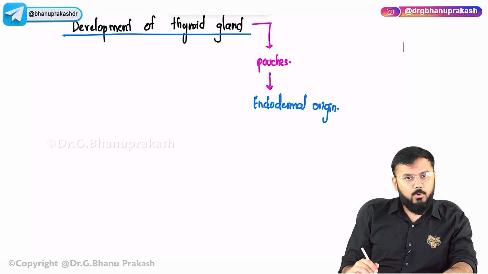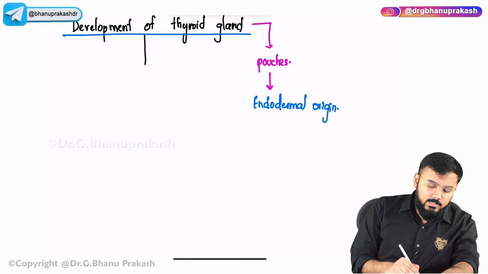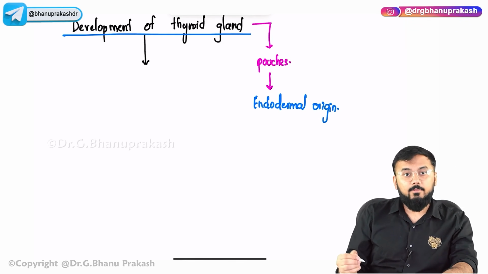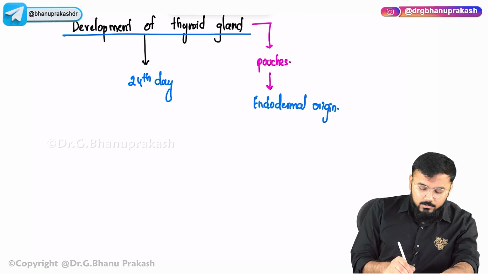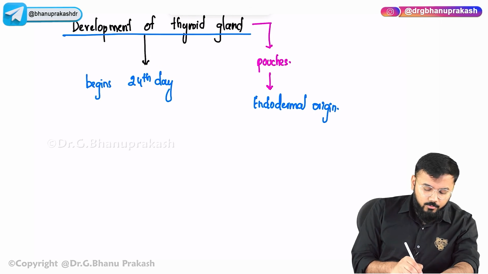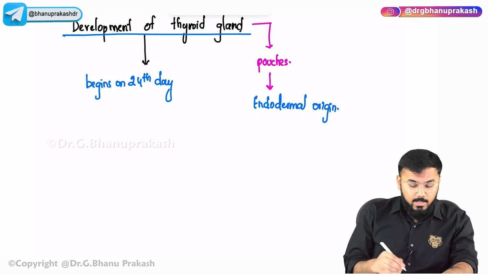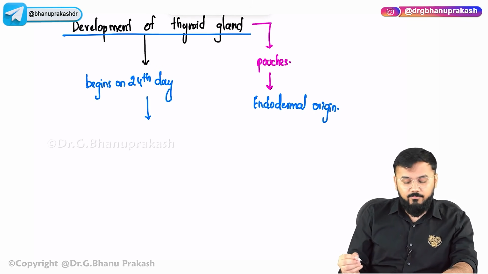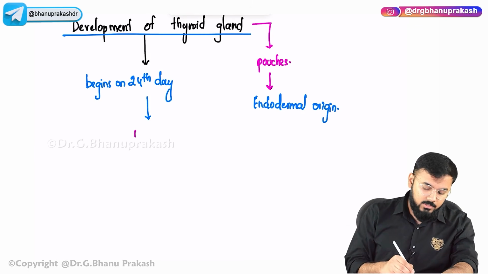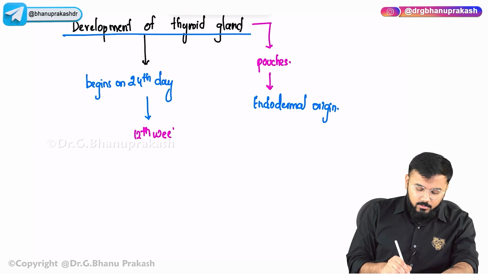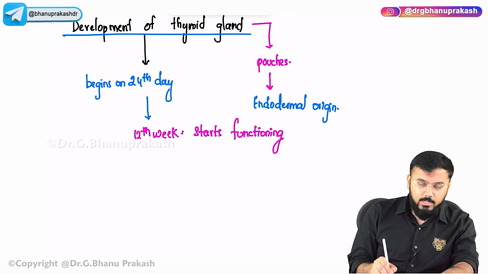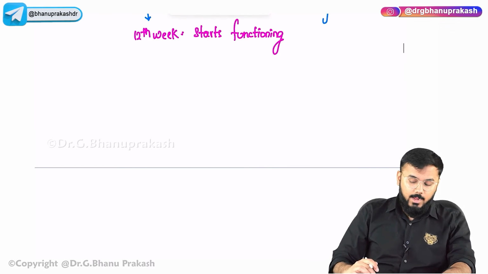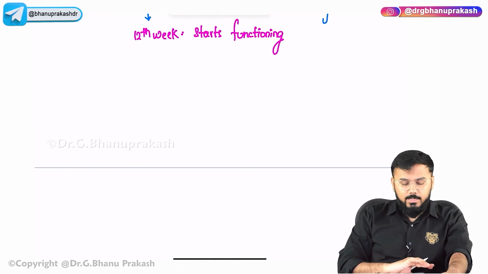Next important thing: when does the development of the thyroid gland start? Basically it begins on the 24th day. Now, from when does the thyroid gland start functioning? It starts functioning from the 12th week.